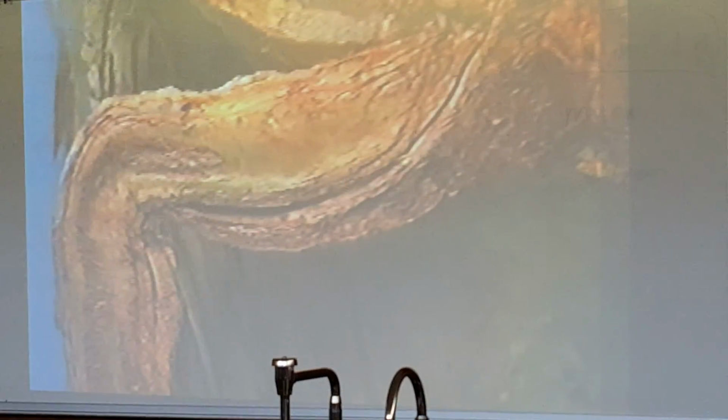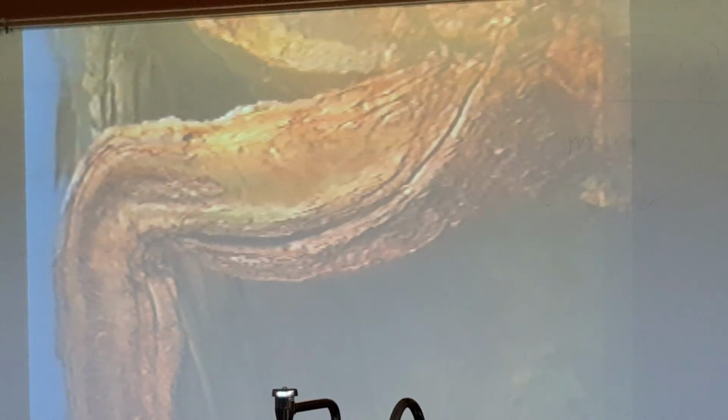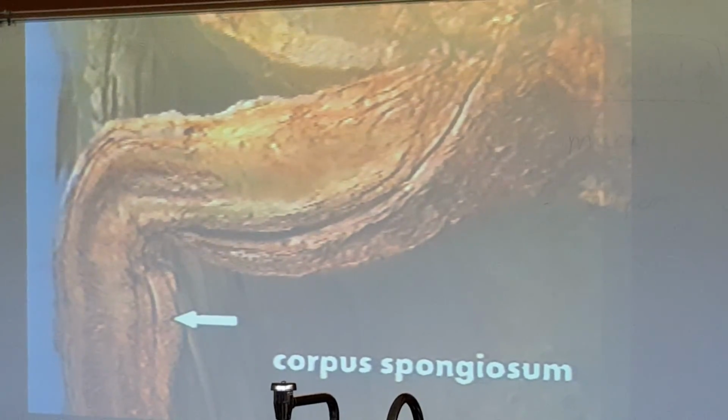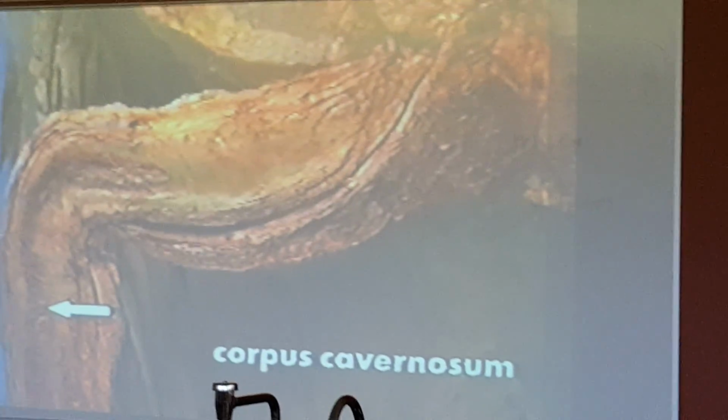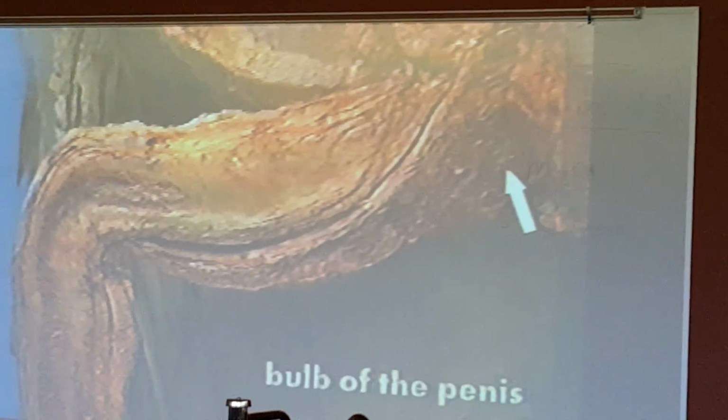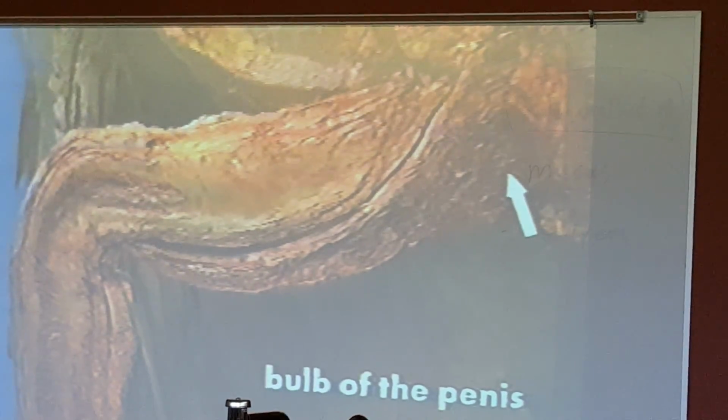The erectile tissues that can be identified in this dissection are the corpus spongiosum and the corpus cavernosum. The bulb of the penis can also be seen in this dissection.